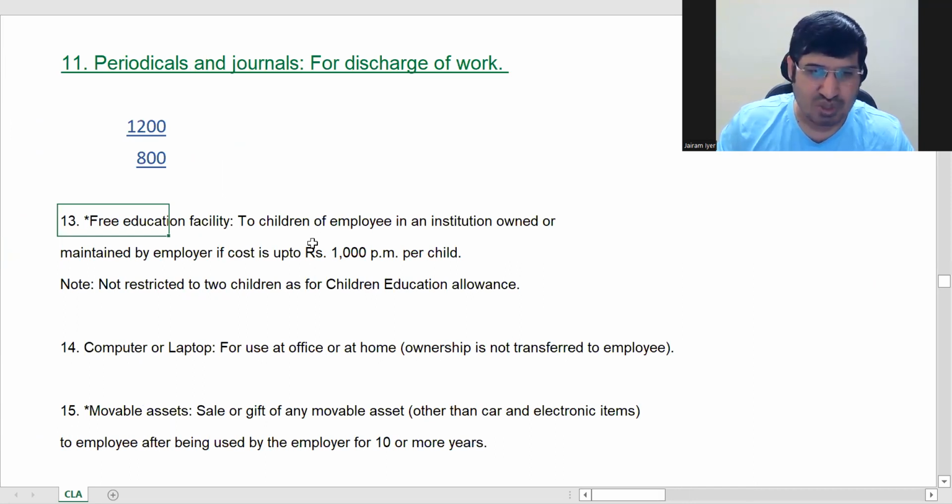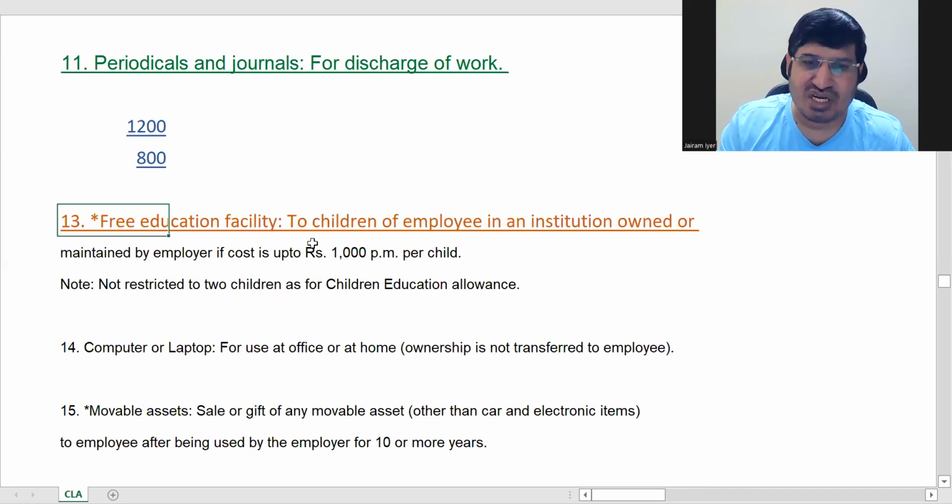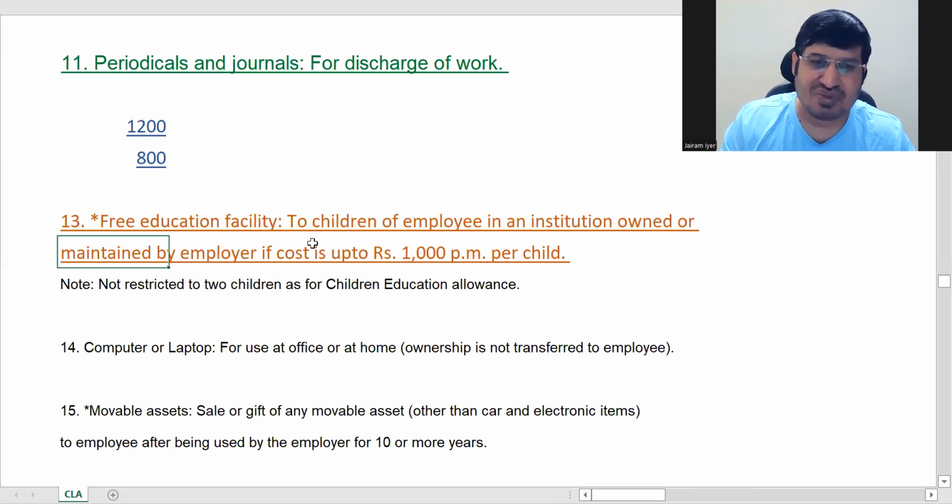Next is free educational facility. ठीक है, थोड़ा सा और है, मैं फिर आपको, I'll give you a 15 minutes break, okay? Free educational facility to children of employee in an institution owned or maintained by the employer. If the cost is up to 1000 per month per child, it is exempt.